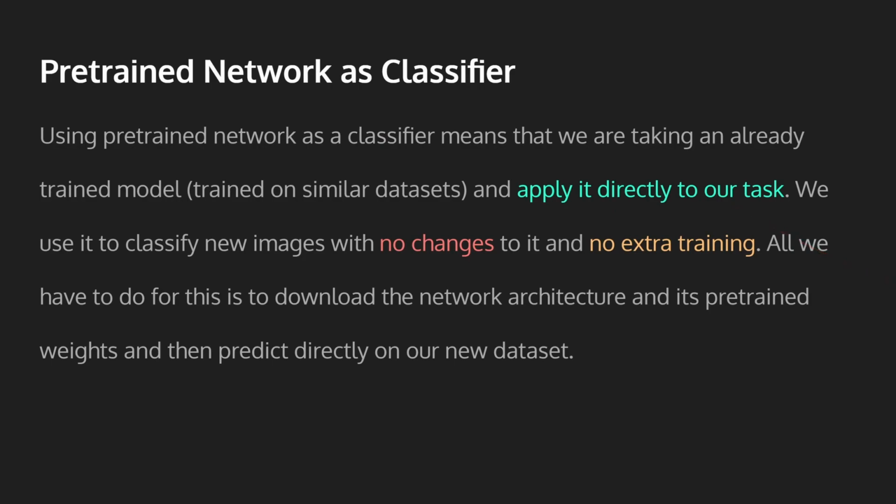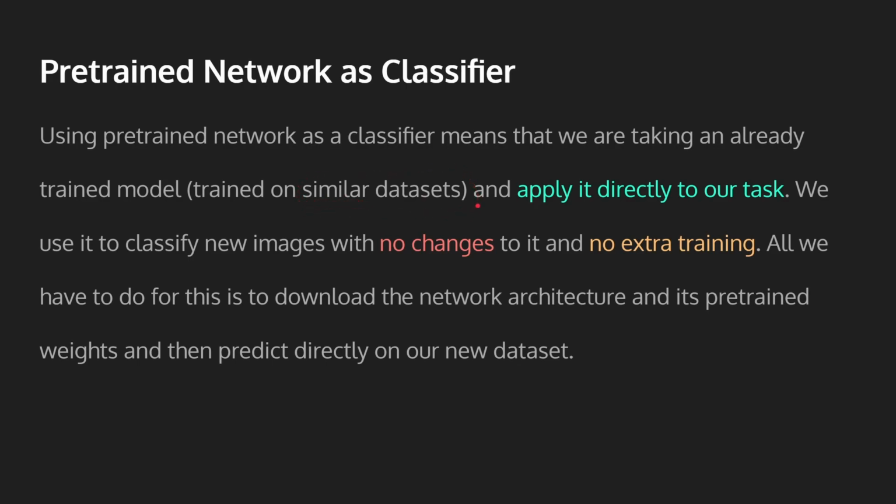So the first one is called pre-trained network as a classifier. What this means is that we're basically taking an already trained model. It has to be trained on a similar data set, okay? And then we apply it directly to our task. This means that we're using the model without making any changes, no extra training, no tuning, nothing. We just apply it directly to our new data set, right? And this is why it has to be a similar data set. The pre-trained model has to be on a similar data set, or else it won't really work, right?